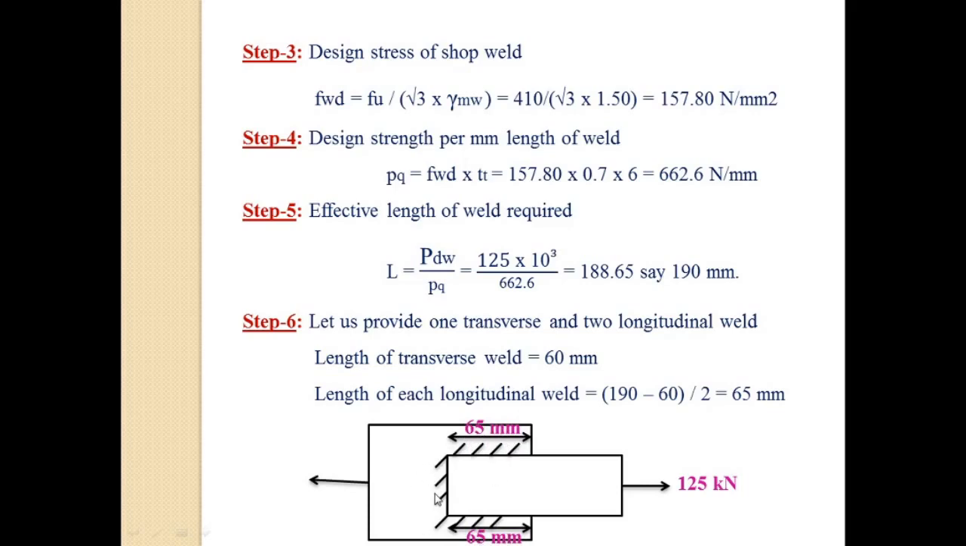We have to check here that the longitudinal fillet welds should be greater than the perpendicular distance between them, that is the transverse distance. This is 60 mm and the longitudinal welds are 65 mm, so it is okay. So I hope you understood today's session on the numerical problem based on the analysis and design of weld. So that's it for today's lecture. Thank you.